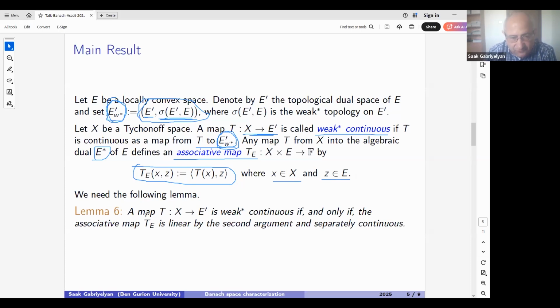And one can prove easily the following lemma, which states that a map T is weak star continuous, which is what we need in what follows, to have weak star continuity instead of weak continuity to the C0 space, if and only if the associated map T_E is linear in the second argument, this is very clear, and separately continuous. This is a criterion which allows us, in the proof of the main result, to check only these conditions of this lemma.